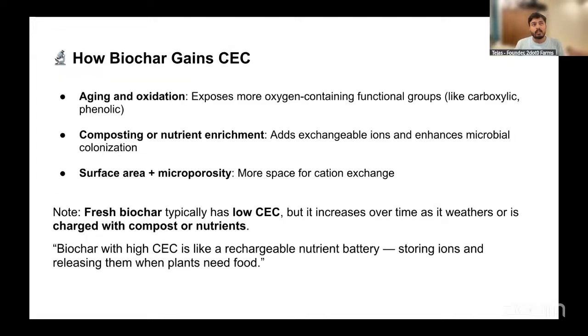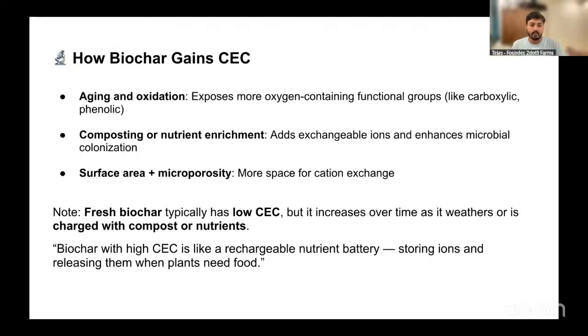So how biochar gains cation exchange capacity is a very important thing to look at, because biochar doesn't start with very high cation exchange capacity, but it slowly unfolds its immense potential of how much maximum cation exchange capacity it can reach. So what are some things?